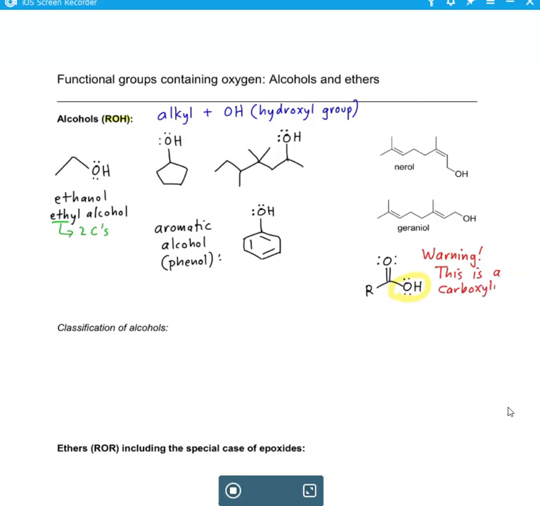So this is a carboxylic acid, not an alcohol. The reason for the distinction is that the hydroxyl group is attached not to an sp3 carbon, but instead to a carbon that's involved in the carbonyl group. So that takes it out of the alcohol category and puts it into the carboxylic acid category.